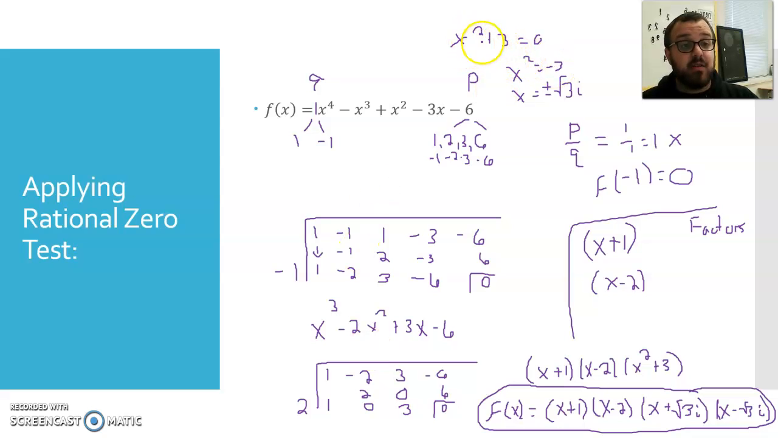That's a quadratic, so I could either factor it or use other methods. This one didn't factor. In fact, it had imaginary roots. I found those imaginary roots and used them to write my two complex factors, fully factoring this polynomial. That's how we're going to do it, by applying this rational zero test.